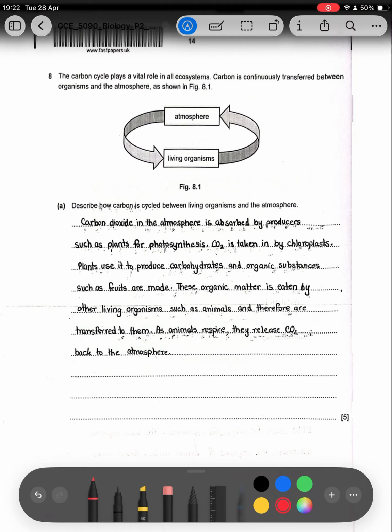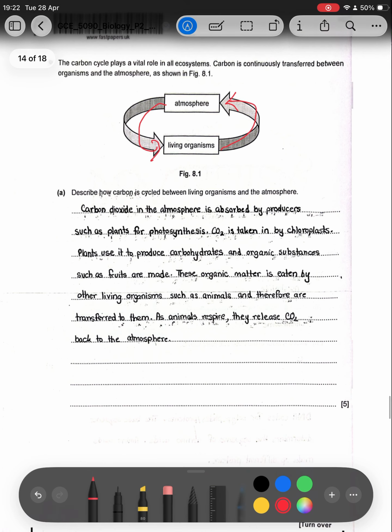Carbon is continuously transferred between organisms and the atmosphere, as shown in figure 8.1. So carbon is going from atmosphere to living organisms and then from living organisms back to atmosphere. Describe how carbon is cycled between living organisms and the atmosphere. So carbon dioxide in the atmosphere is absorbed by producers such as plants for photosynthesis. Carbon dioxide is taken in by the chloroplasts. Plants use it to produce carbohydrates and organic substances such as fruits.